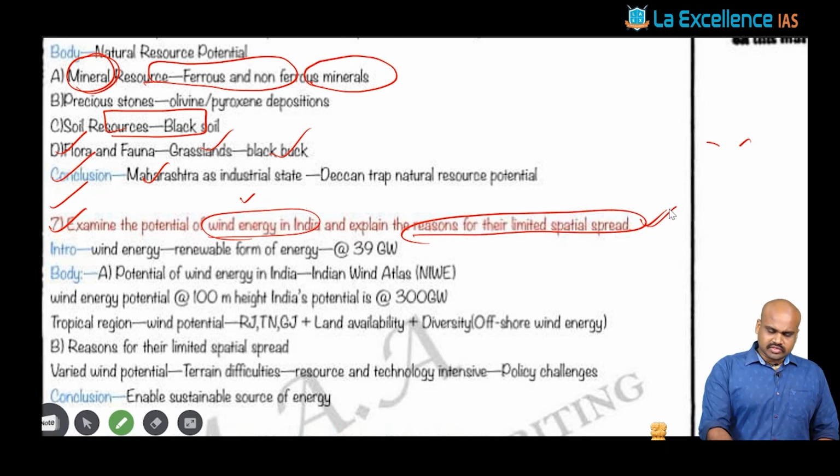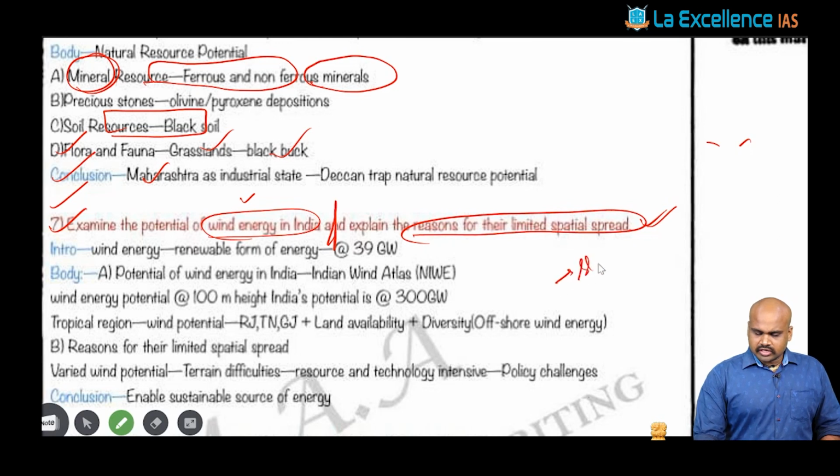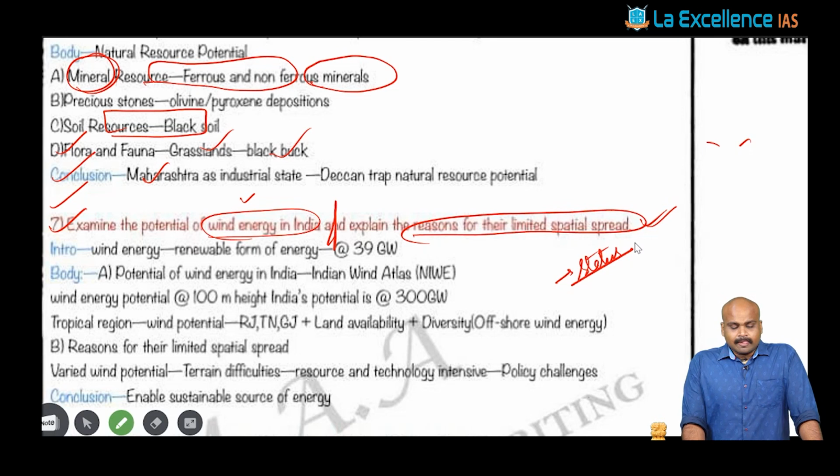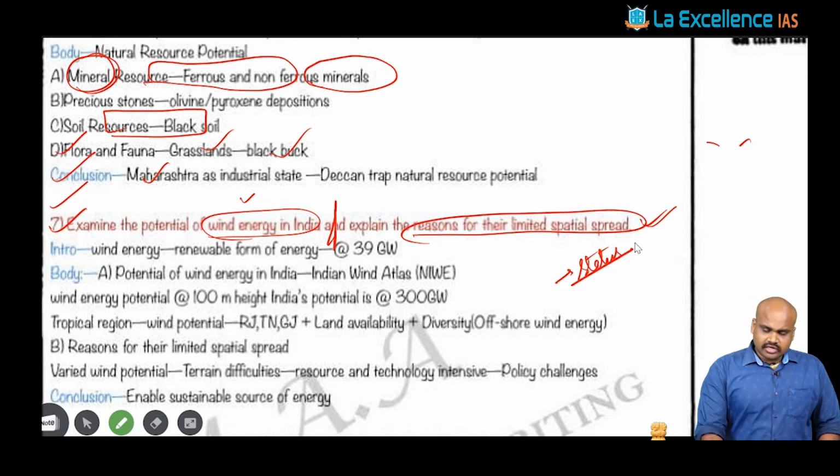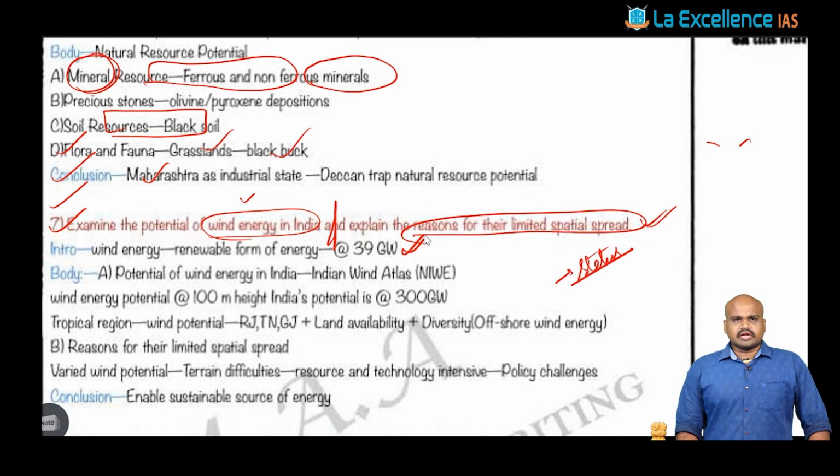Again, a straightforward question, and again you know that this question has fundamentally two parts in it. And you could have simply introduced this particular question with the status of wind energy in the context of India. What is the status of wind energy? That is around 39 gigawatts.